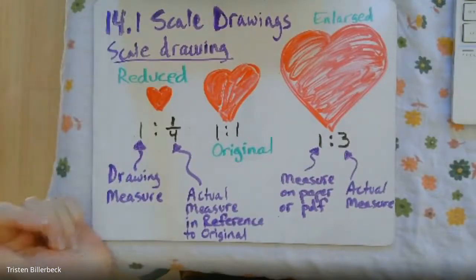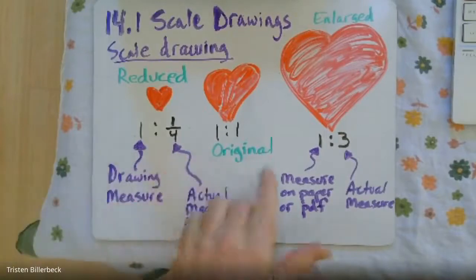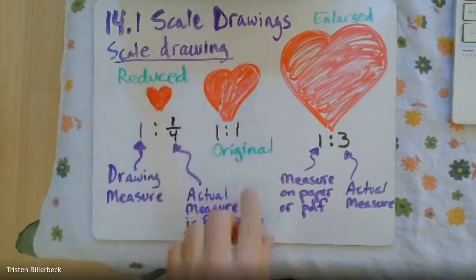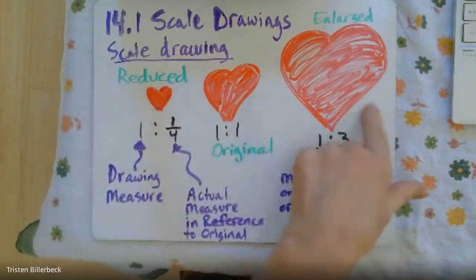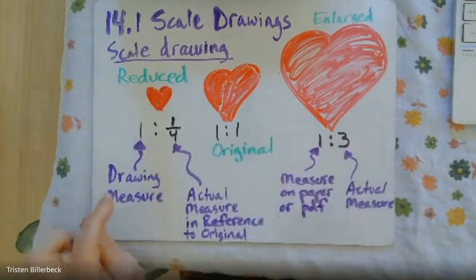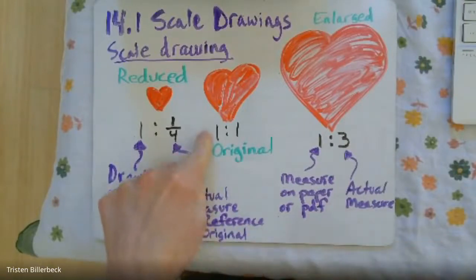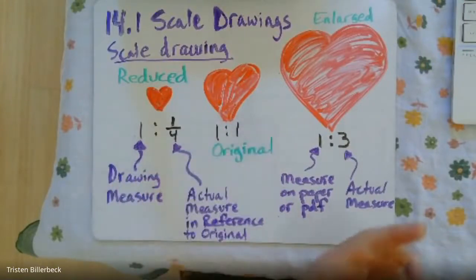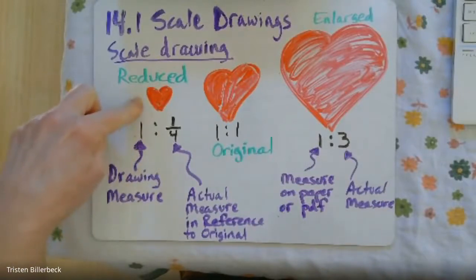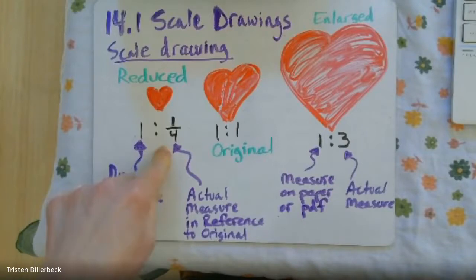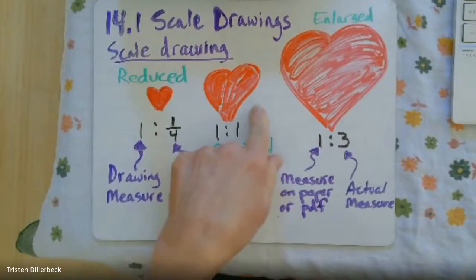So we've seen scale drawings a lot. For instance, if we have the original heart right here, we have a reduced heart and an enlarged heart. If I were to use math to write a ratio, and this is my original, it would be a 1-to-1 reproduction of the original heart. But this one, when I reproduced the heart, I made it a reduction by 1/4. So it's 1/4 the size of the original heart.